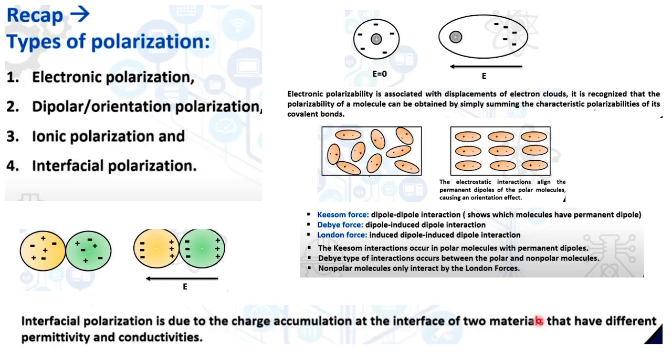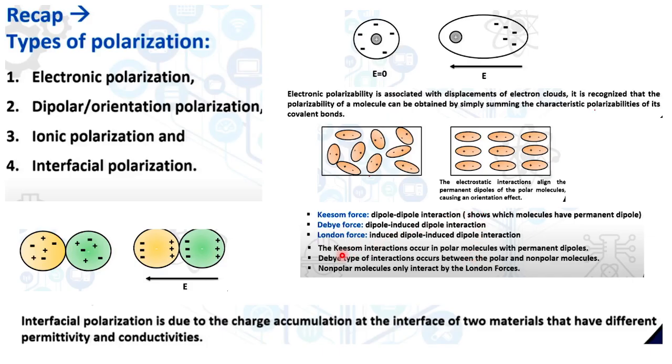The next is the dipolar or orientation polarization. So in presence of electric field, it will orient in a specific direction. The electrostatic interaction aligns the permanent dipole, so it has a permanent dipole moment. In presence of electric field, those dipoles will be aligned in a specific direction, and that depends on different forces: the Keesom force, that is dipole-dipole interaction, the Debye force, that is dipole-induced dipole, and the London force, which is the weakest, the induced dipole interaction.